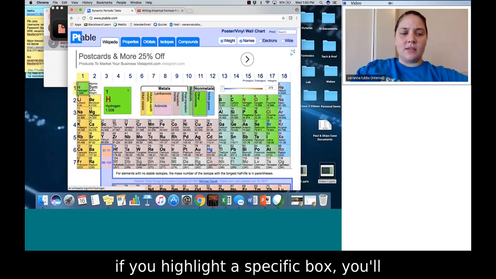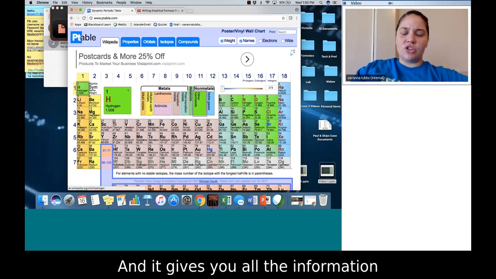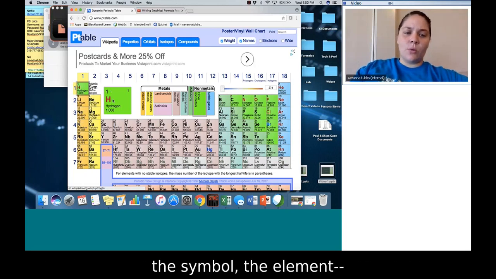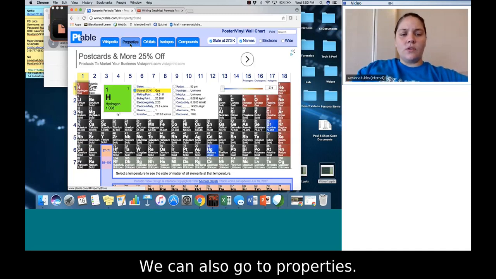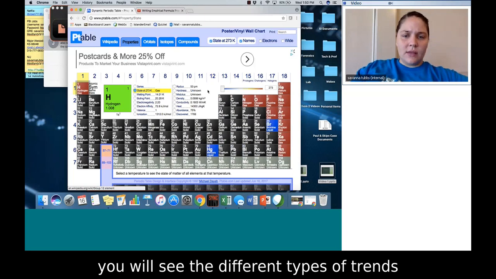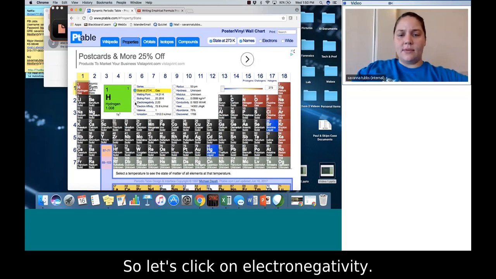If you highlight a specific box, you'll see the bigger box pop up right here, and it gives you all the information we had discussed before. So it's the atomic number, the symbol, the element, so hydrogen, and its mass or weight. We can also go to properties. So when you hit on the properties tab, you will see the different types of trends that the periodic table has. So let's click on electronegativity.